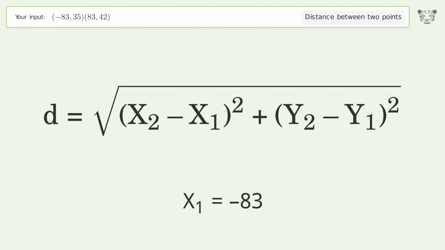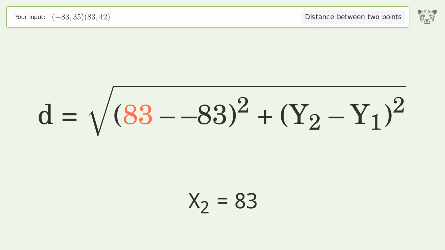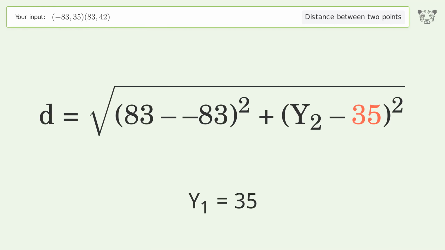x1 equals -83. x2 equals 83. y1 equals 35. y2 equals 42.